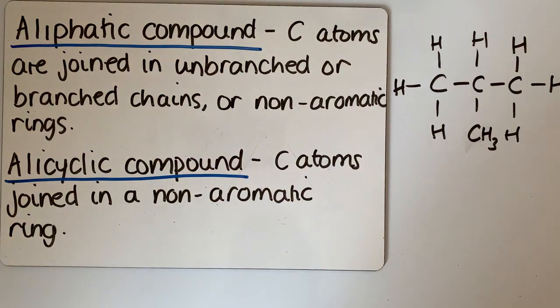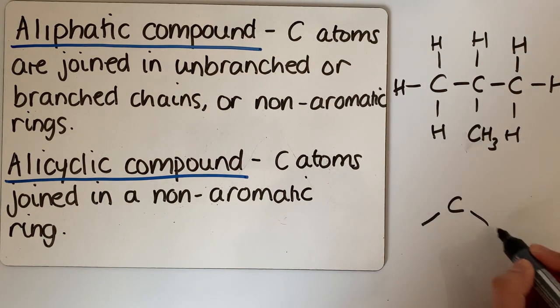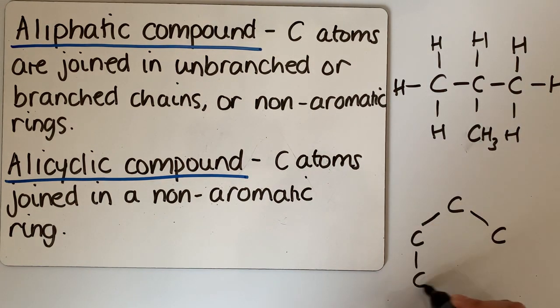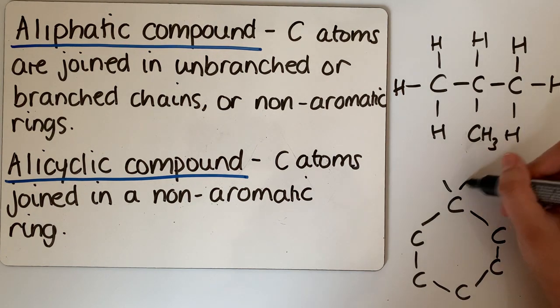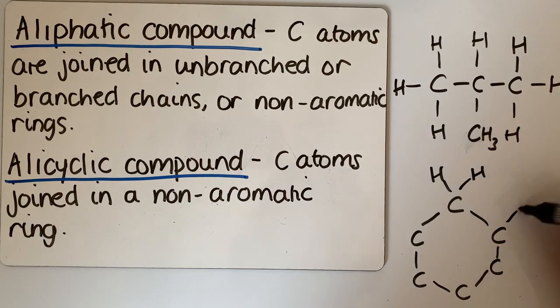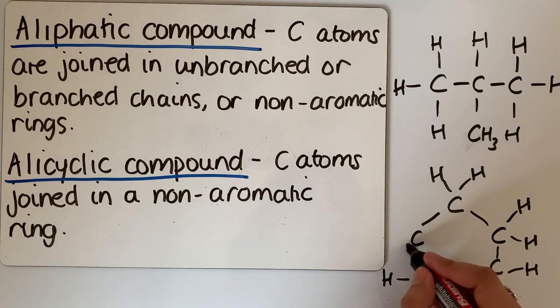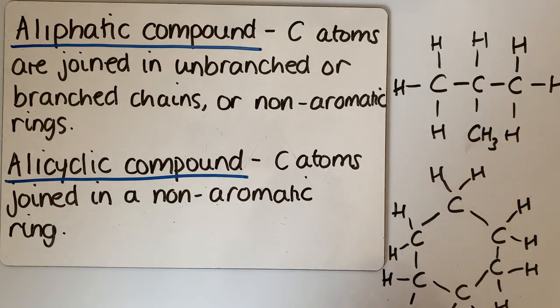An alicyclic compound is a compound where carbon atoms are joined in a non-aromatic ring. So essentially it's where we just have a ring of carbon atoms. So this is an example here, like that, and always double check each carbon has 4 bonds, like that. So I'm just showing you hydrocarbon examples just to make it slightly easier.